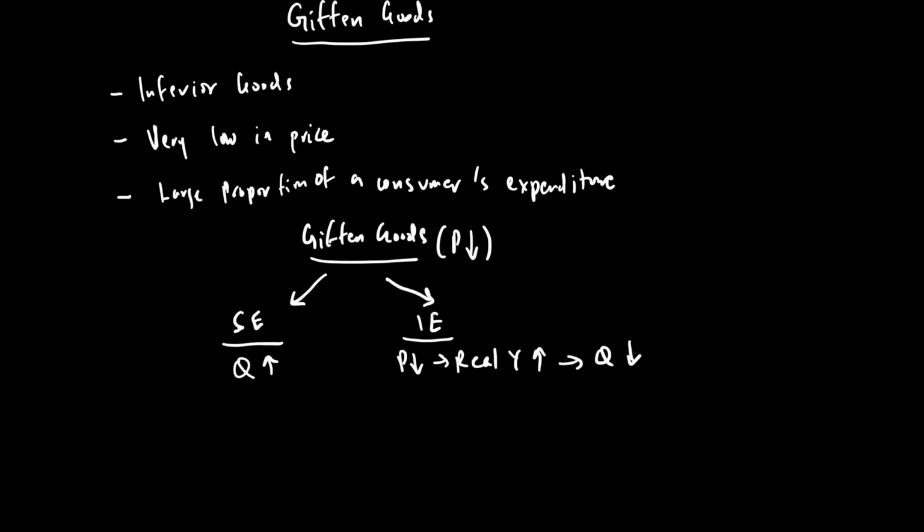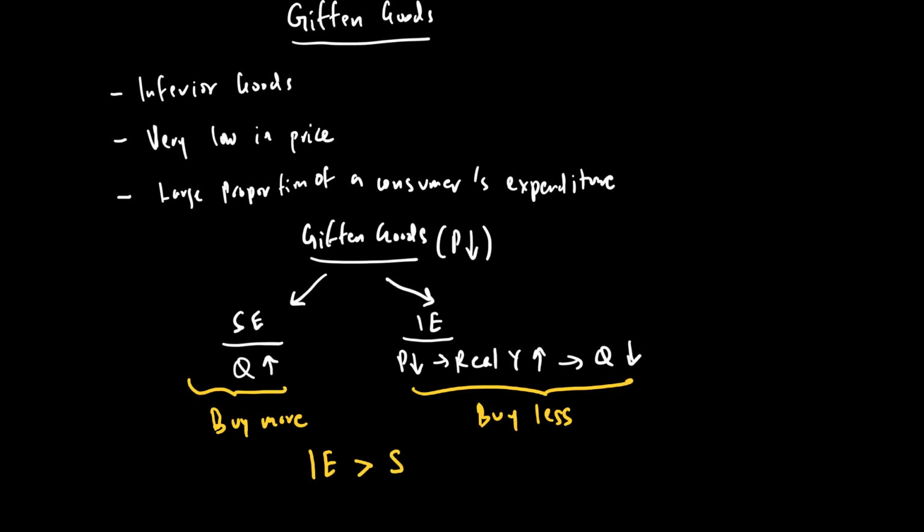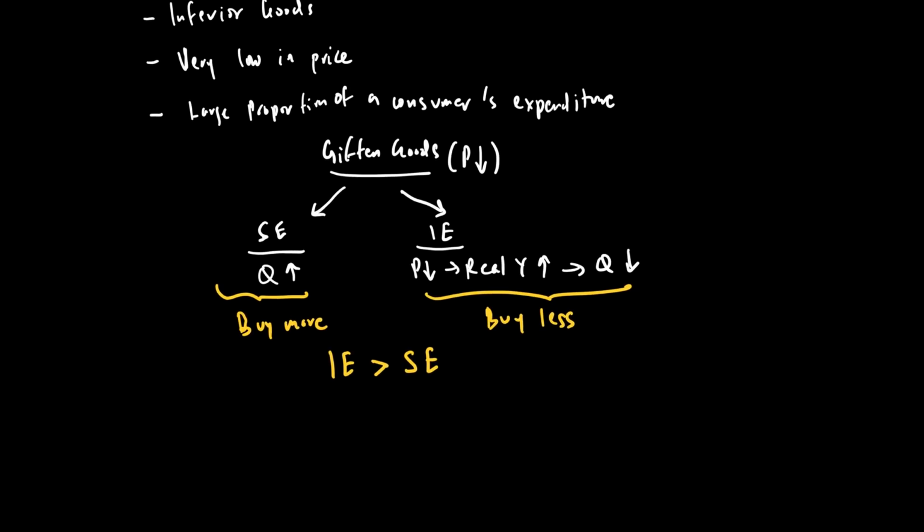So substitution effect says sort of buy more, income effect says buy less, and because the income effect is going to be large, we say that income effect ends up being greater than substitution effect, or income effect ends up outweighing substitution effect. And if income effect ends up outweighing substitution effect, what we have is a very unique case where the price is going down, the quantity is also going down, and we have what we call, for the first time, an upward sloping demand curve.